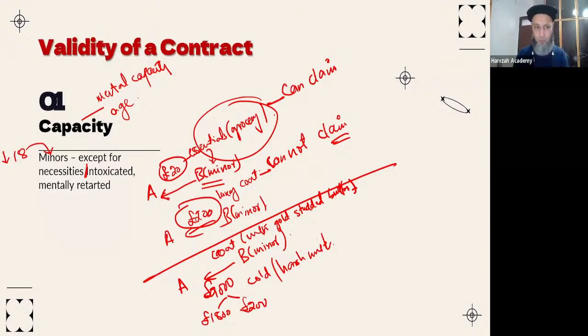For that part, the claimant cannot receive any money. So generally we see it like this, that for necessities it has to be paid even if these are minors, and for luxuries he does not have to pay. Okay.